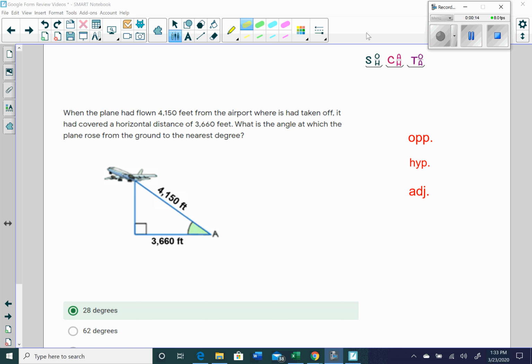When the plane had flown 4,150 feet from the airport, where it had taken off, it had covered a horizontal distance of 3,660 feet. What is the angle at which the plane rose from the ground to the nearest degree?